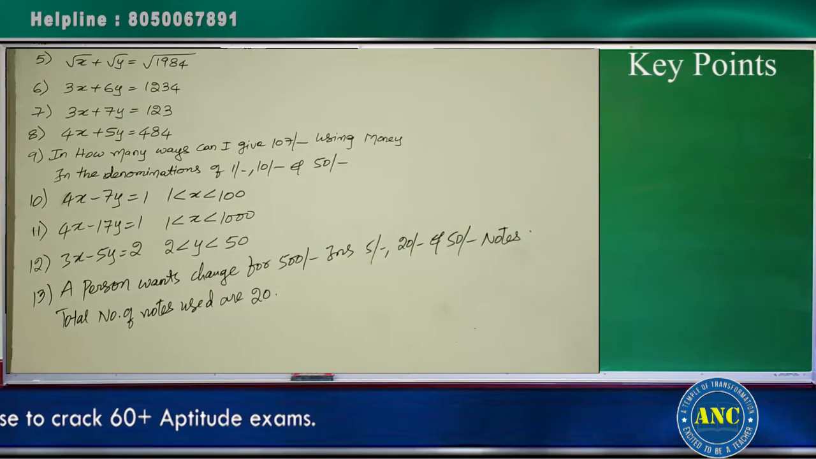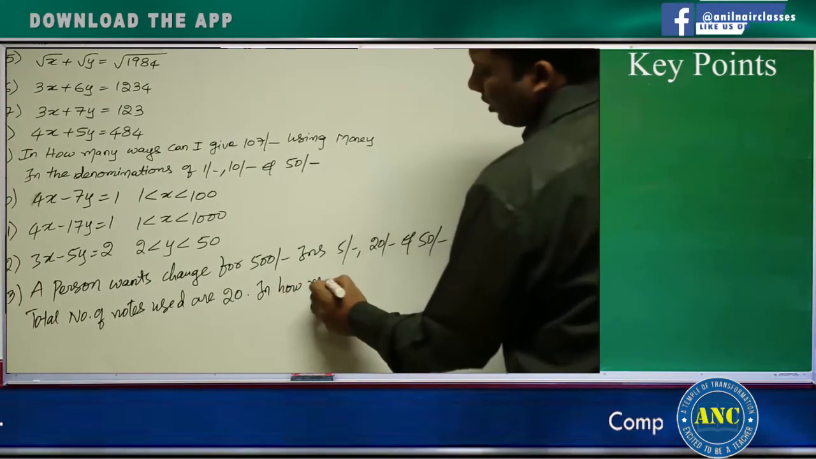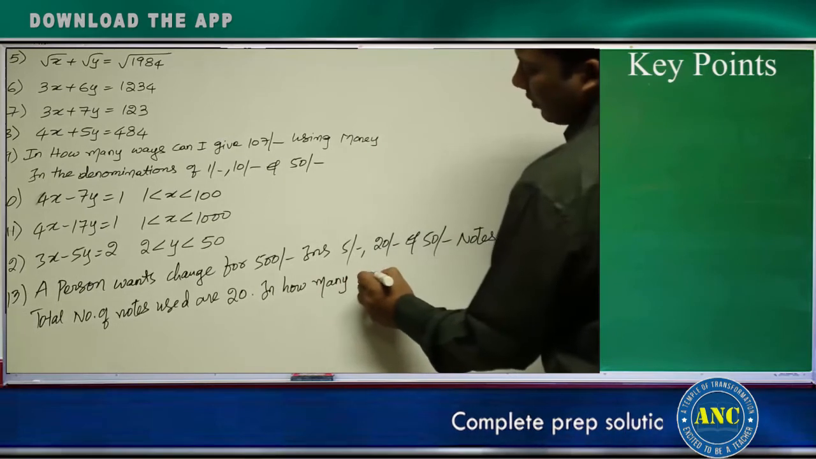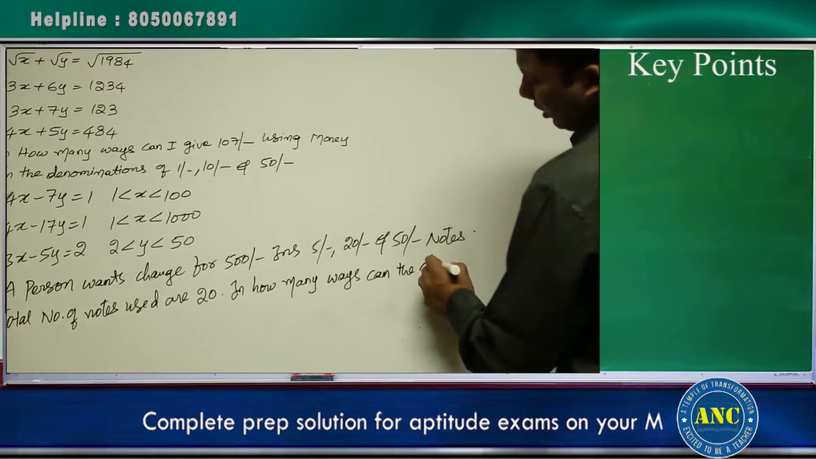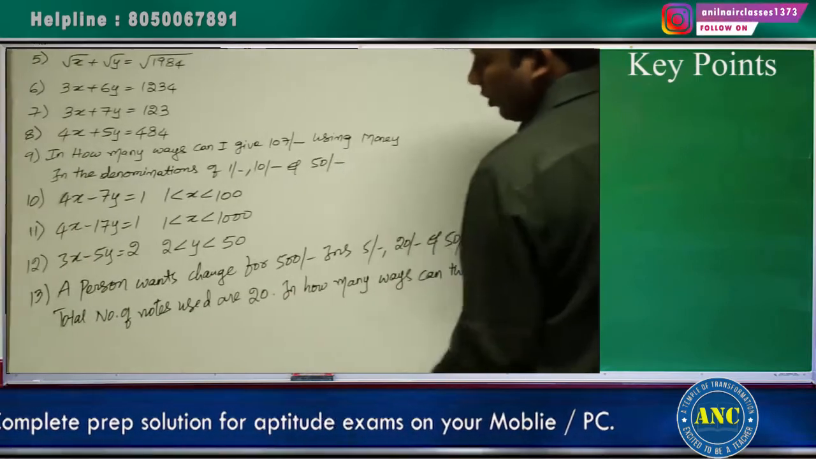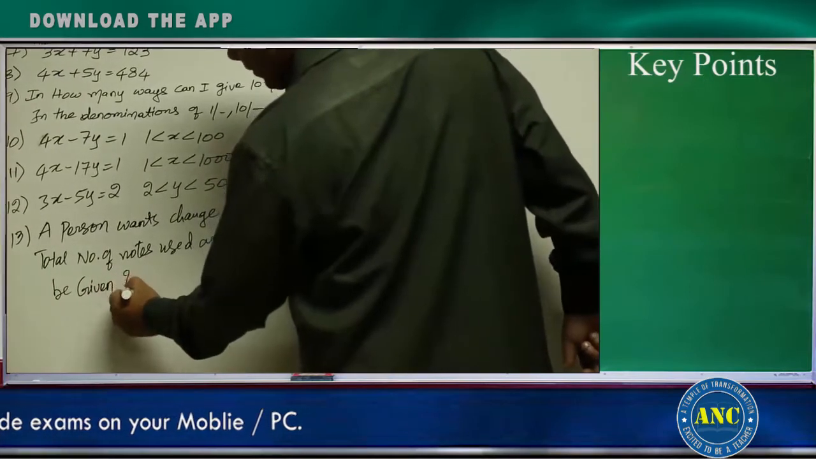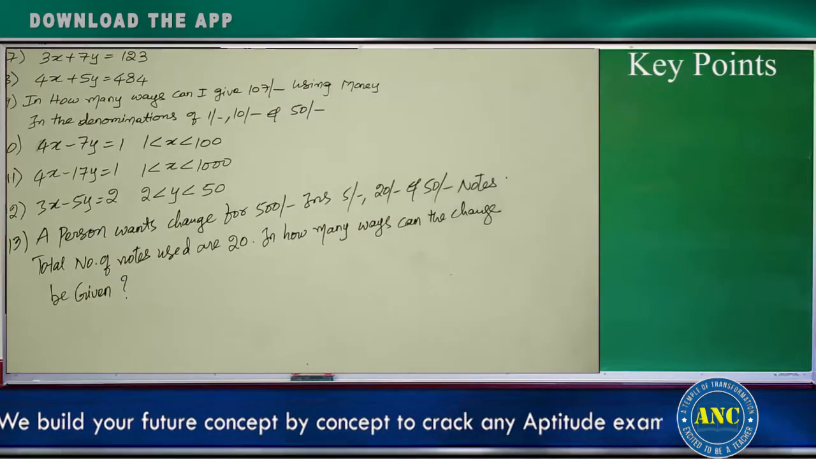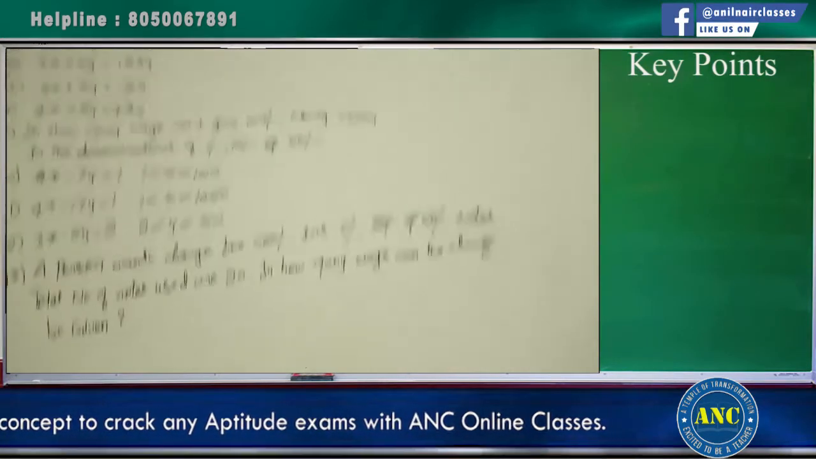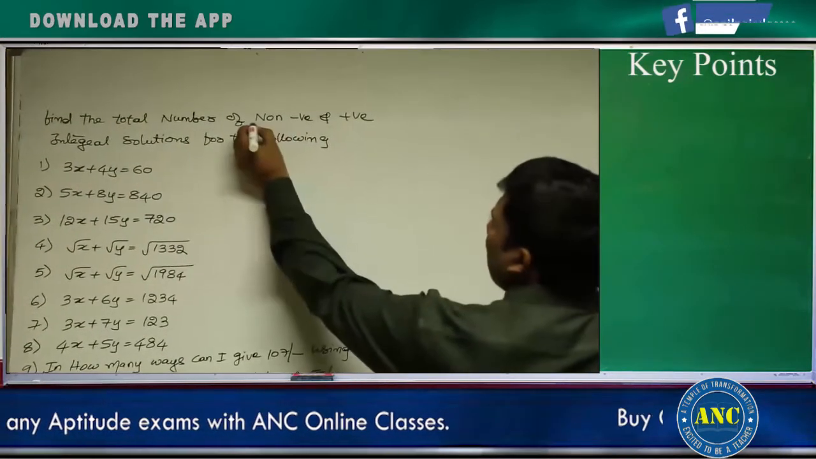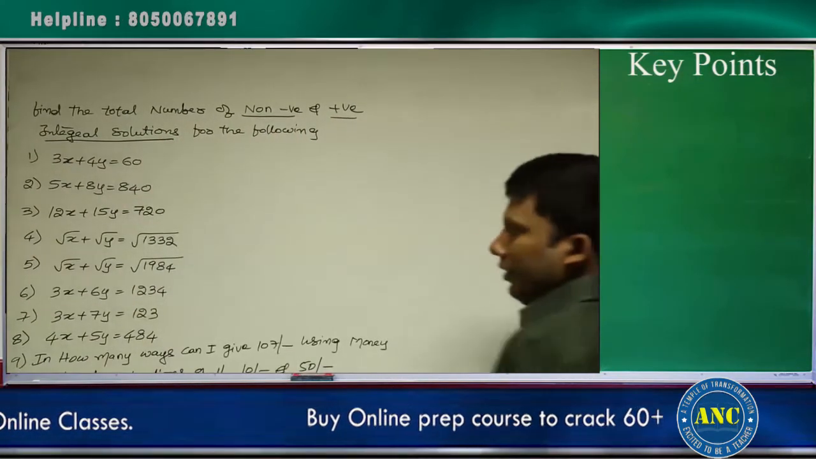In how many ways can the change be given? Question: find the total number of non-negative and positive integral solutions for the following.